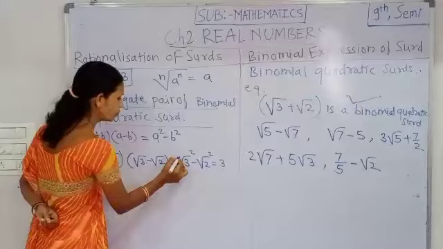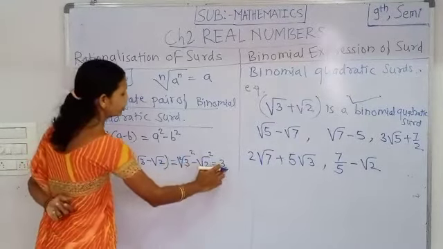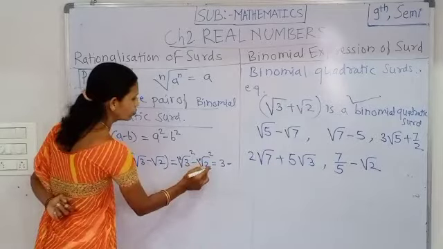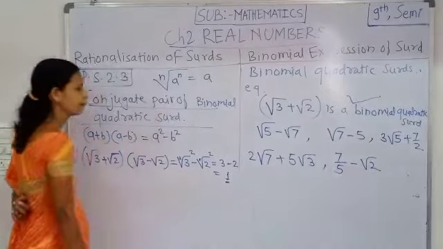That rule is useful here. Then square root of 3 square is 3. Like that, square root of 2 square is 2. Therefore, we get here 1.